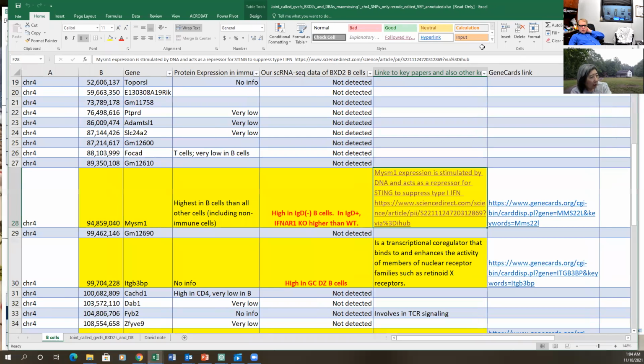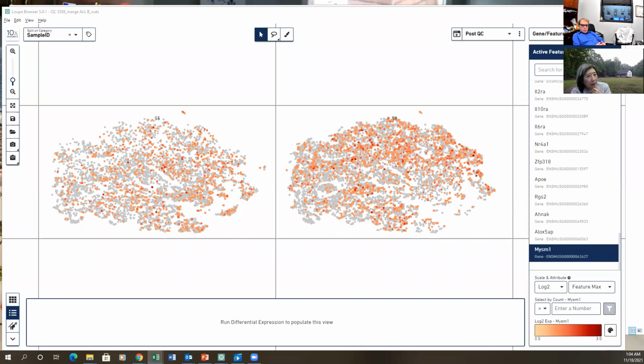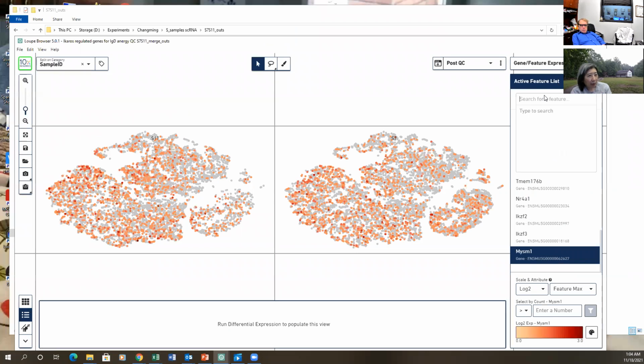And then, I especially like this one overall, and I think this one is interesting too. If you don't mention it, you forgot, but now it does ring a bell. This is FAF1, the Fas downstream signal gene. It enables apoptosis. So this gene is high in the germinal center dark zone. You go to FAF1.